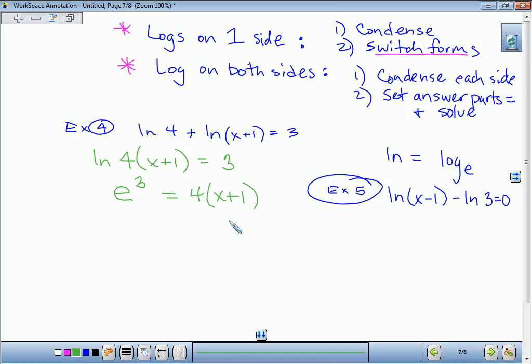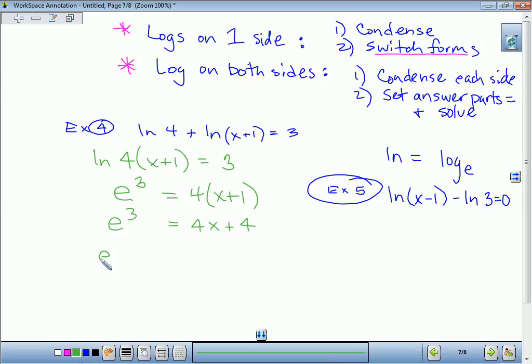Now, we could distribute this 4. Certainly, that would work. Or we could divide by the 4. That would also work, and you can pick your method. If we distribute the 4, which is probably what many of you will do, it would look like this.